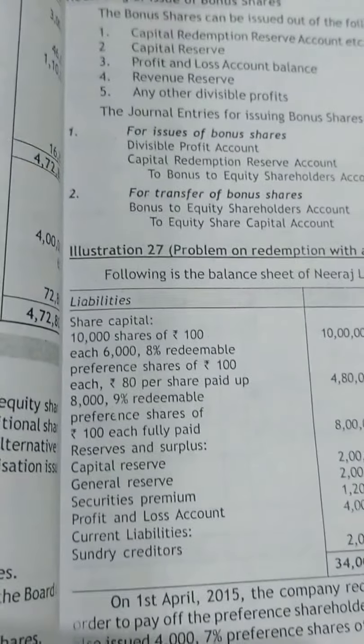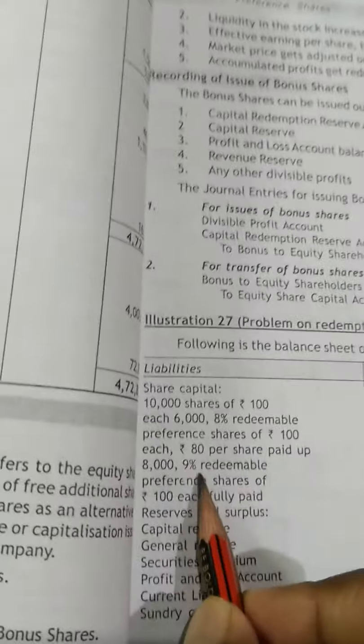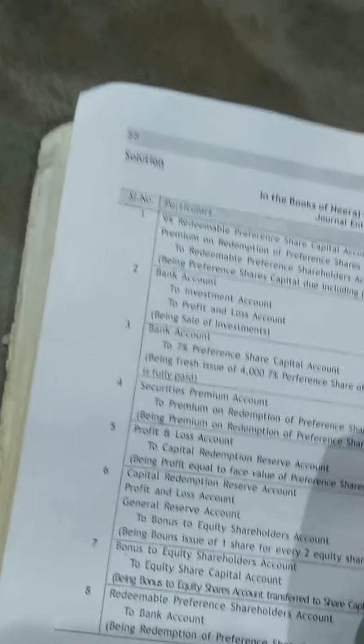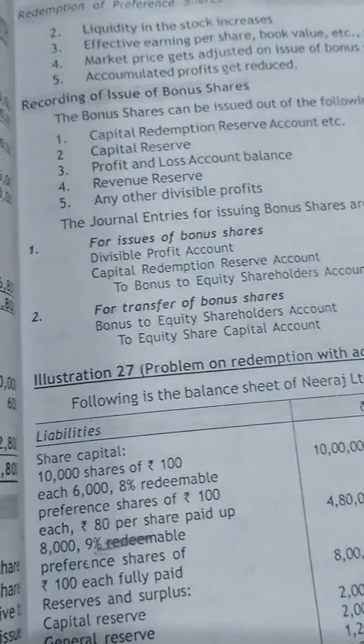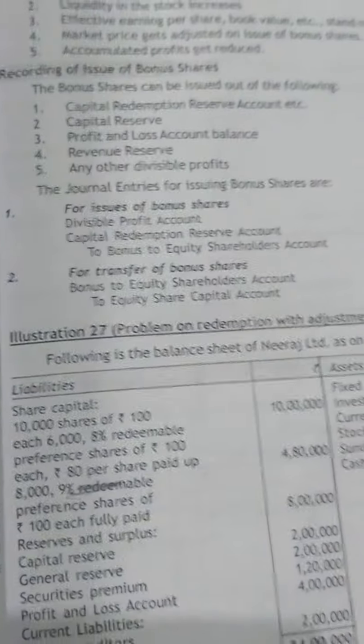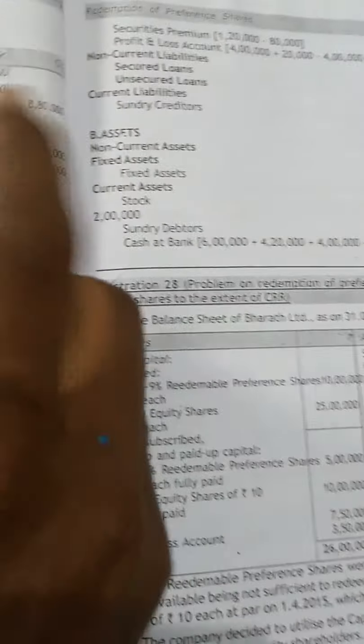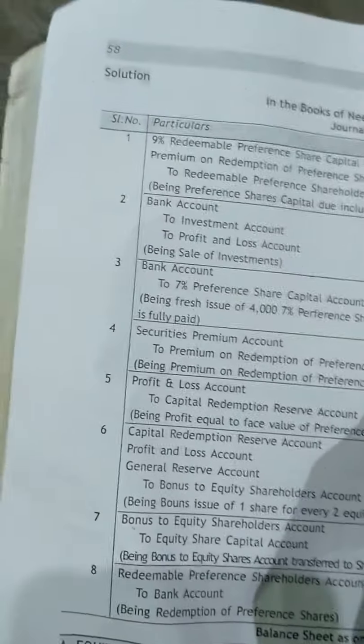Now in this question you can check there are preference shares of rupees 4,80,000 and preference shares of rupees 8 lakh. Now they are telling that the company redeemed 9% preference shares. So 9% preference shares means this one, at a premium of 10%. So they are redeeming at 8 lakh plus 80,000, that is 8 lakh 80. Next, bank account. So here we are getting a shortage of amount because we have 6 lakh, but we are redeeming at 8 lakh 80. So we don't have bank balance. So we are getting 4 lakh 20 from bank account.